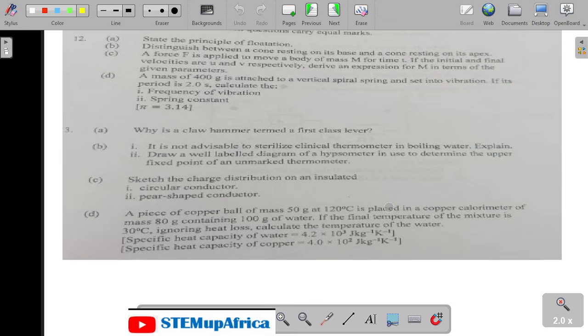Okay, so let's look at 13D. You see a piece of copper ball of mass 50 gram at 120 is placed into a copper calorimeter of mass 80 gram containing 100 gram of water. So let's illustrate this thing and see.